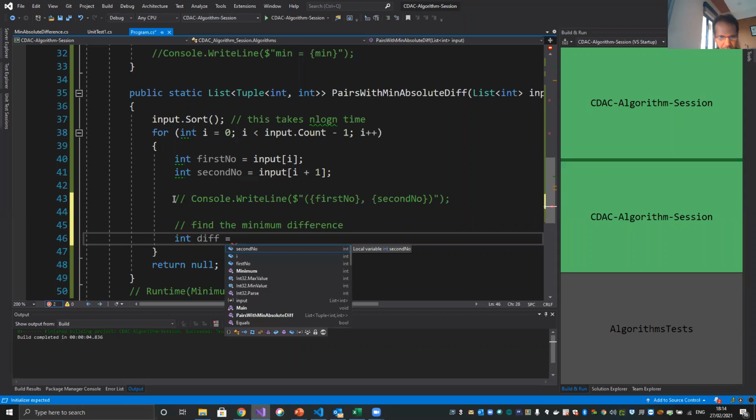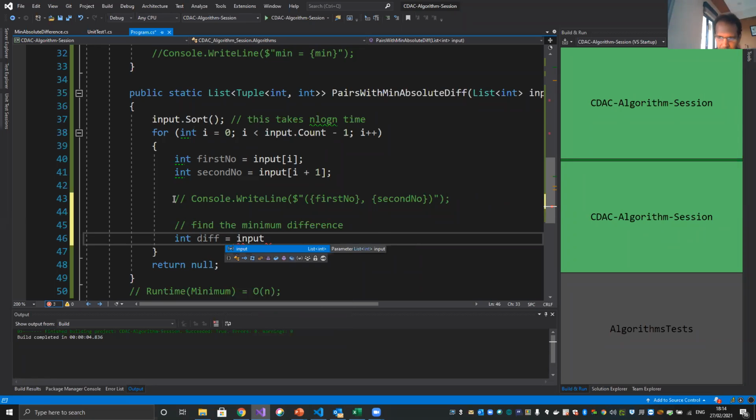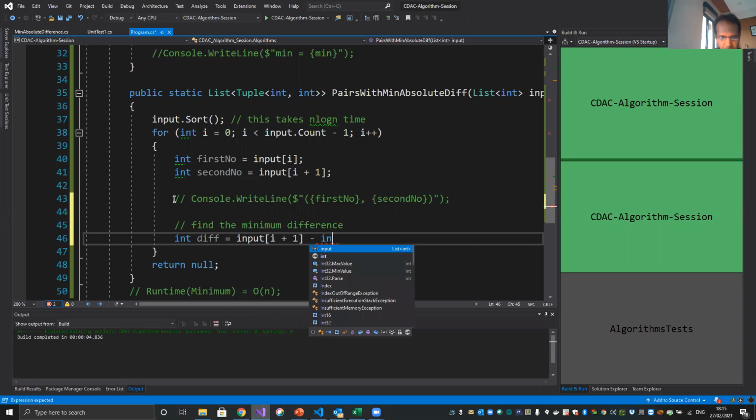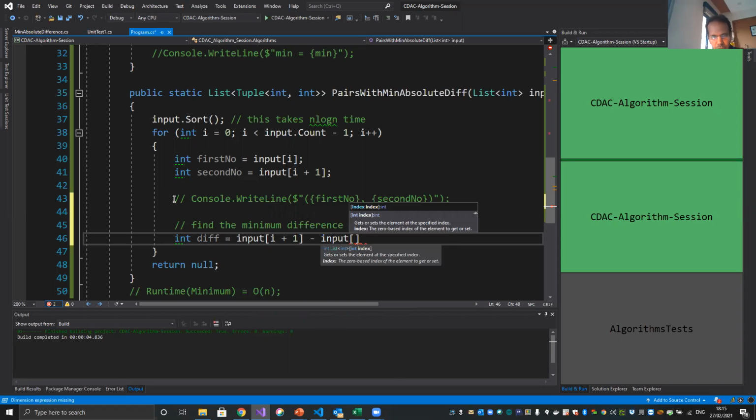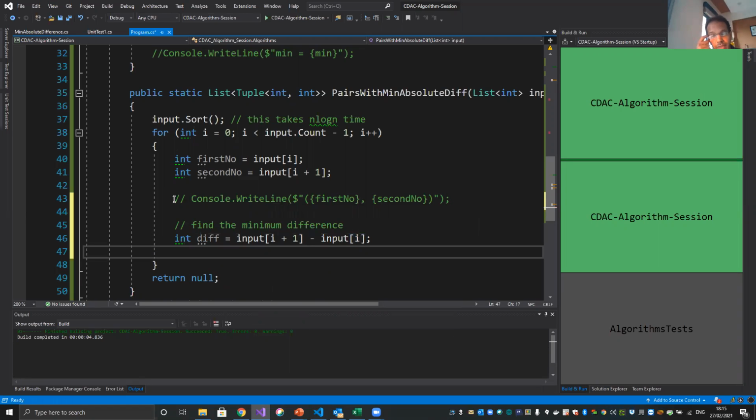And we say, because this is sorted, I know that the input I plus 1 is greater than input I, isn't it? So I can very safely do input I plus 1 minus input I. Right? So that's going to give me the absolute difference, because I know input I plus 1 is greater than input I because I sorted those numbers.